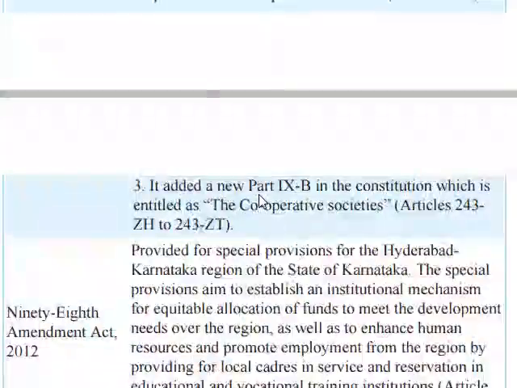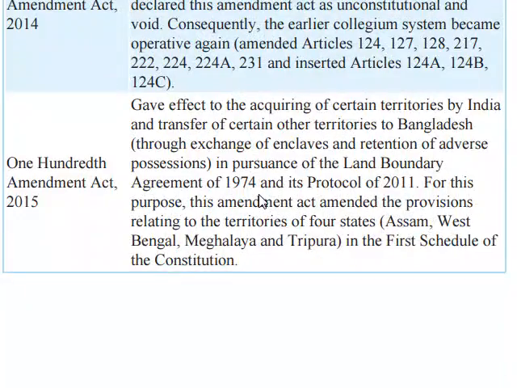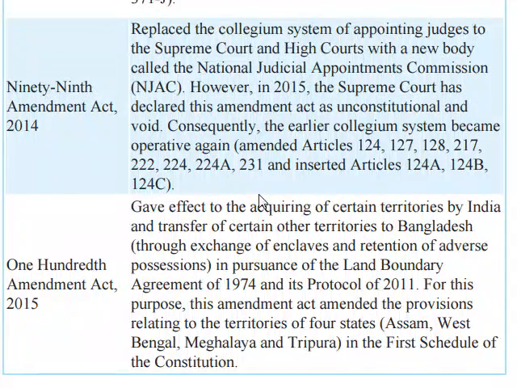100th Amendment Act gave effect to the acquiring of certain territories by India and the transfer of certain other territories to Bangladesh, exchange of enclaves and retention of adverse possessions in pursuance of the Land Boundary Agreement of 1974 and its protocol of 2011. For this purpose, this amendment amended the provisions relating to the territories of four states: Assam, West Bengal, Meghalaya and Tripura, in the First Schedule of the Constitution.